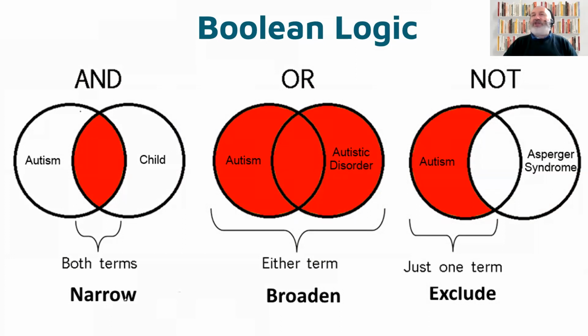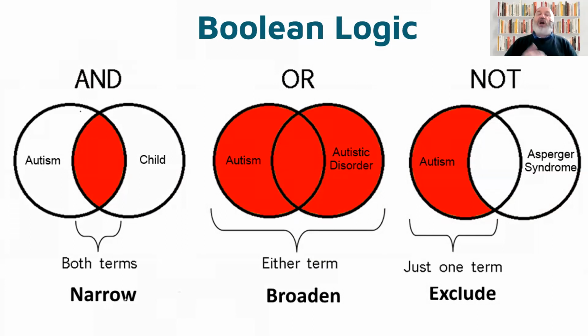And these are used in any computer in any circumstance where you're searching for information. There's three of them: AND, OR, NOT. And you can use these to narrow your search. You can use them to broaden your search. You can use them to exclude terms as well. So the most common one that is being used is the AND operator.